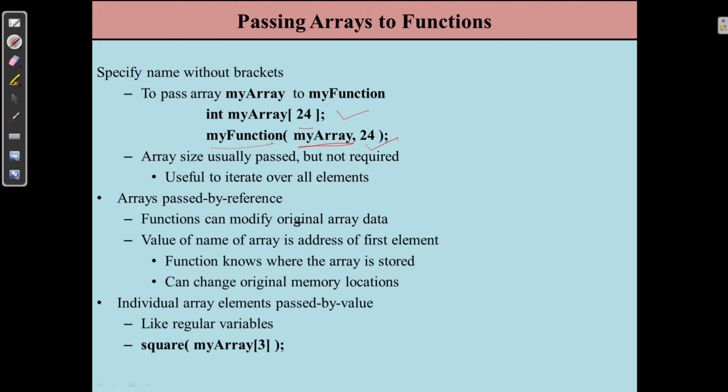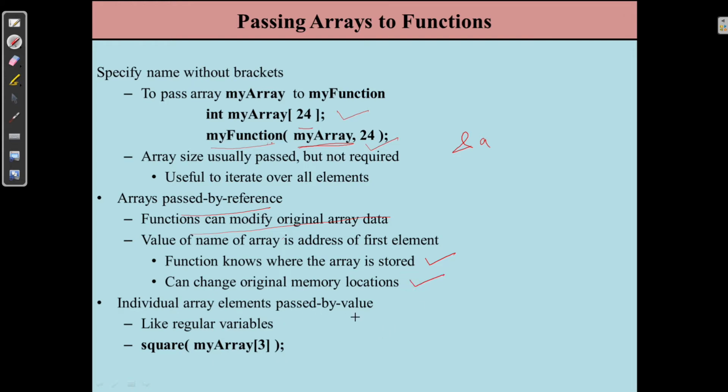So first thing is that array is passed by reference. Whenever you pass a variable by reference, we have to create a reference variable, but by default arrays are passed by reference. Function can modify original data. So when we pass arrays by reference, we can modify original data also. Function knows where the array is stored. It means function knows the address of the first element of the array and it can change memory location also.